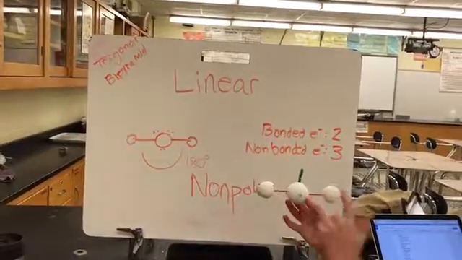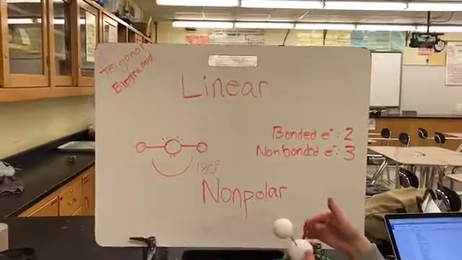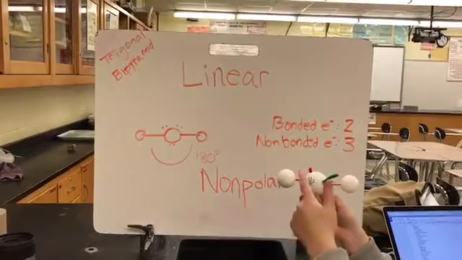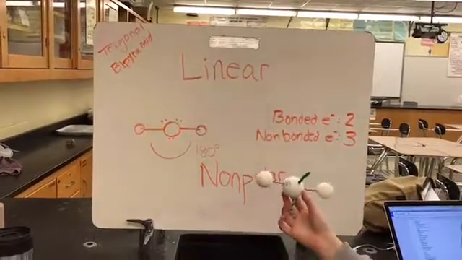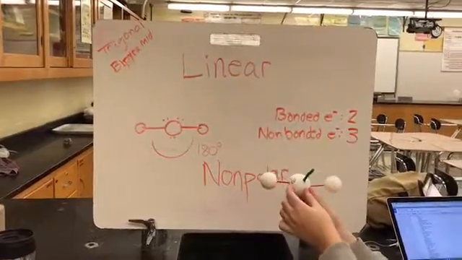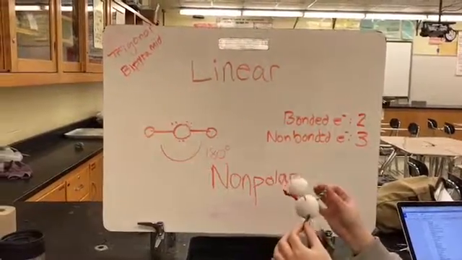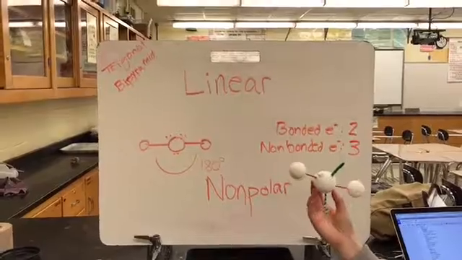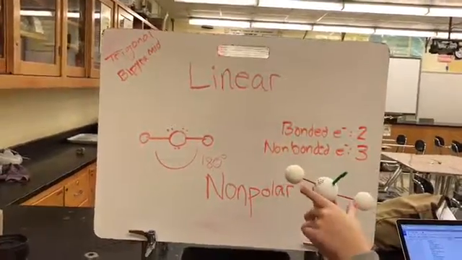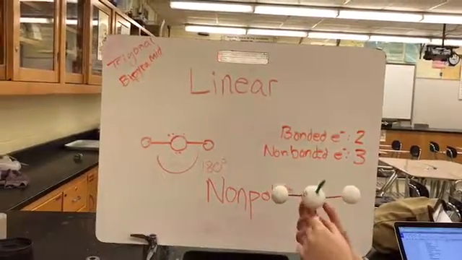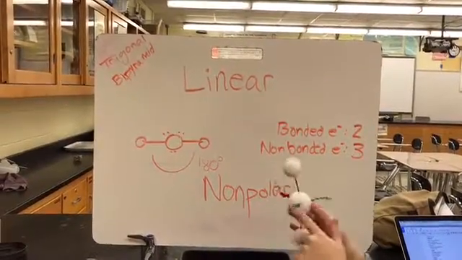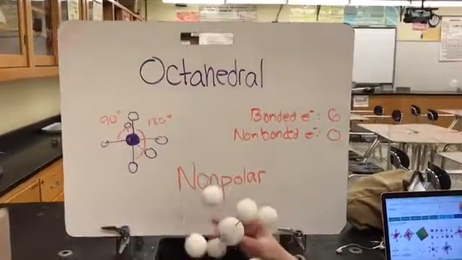Okay, the next shape is trigonal bipyramid linear. It has 2 bonded electrons and 3 unbonded electrons. The bonded electrons form a 180 degree angle. It is nonpolar because the 2 charges meet in the center, and these don't affect the polarity. It is called linear because they form a line, and it's still under the trigonal bipyramid because it still has the non-shared electrons here.